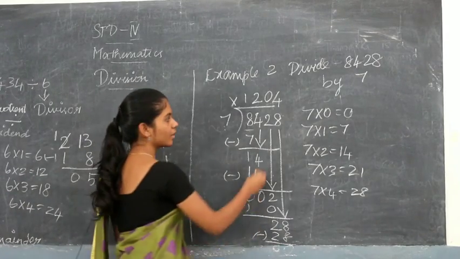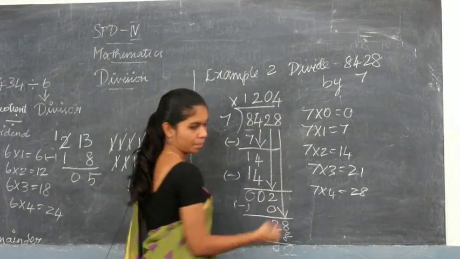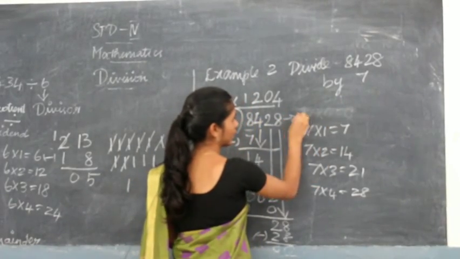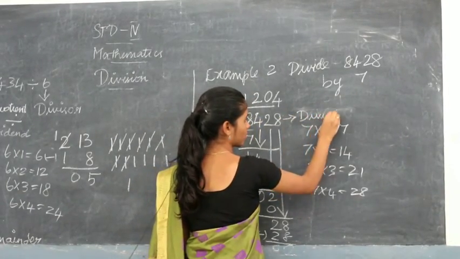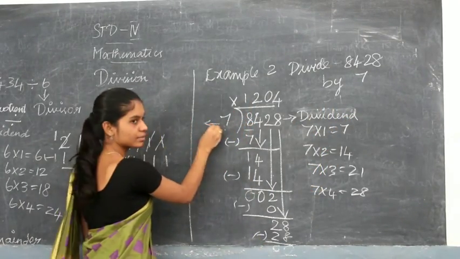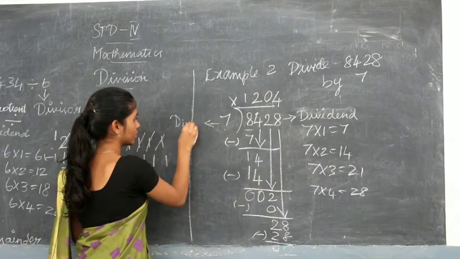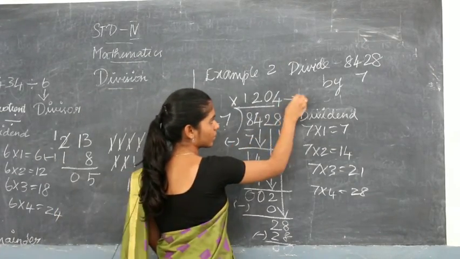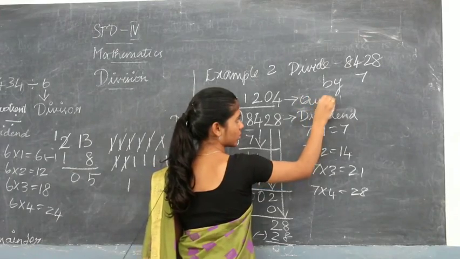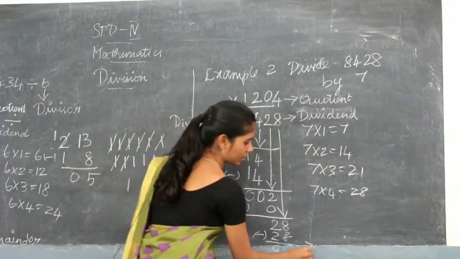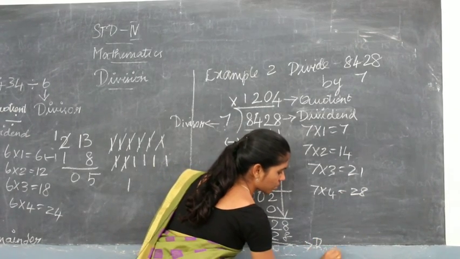Now here this is dividend and this is divisor, and here this is quotient, and the 0 is remainder.